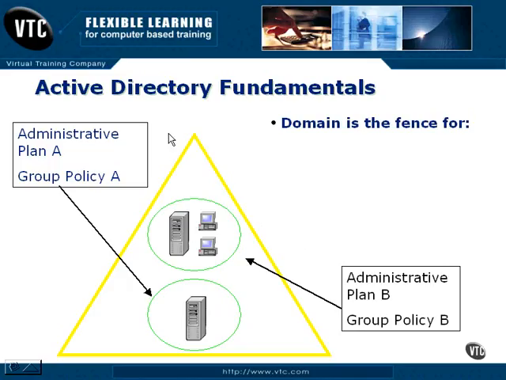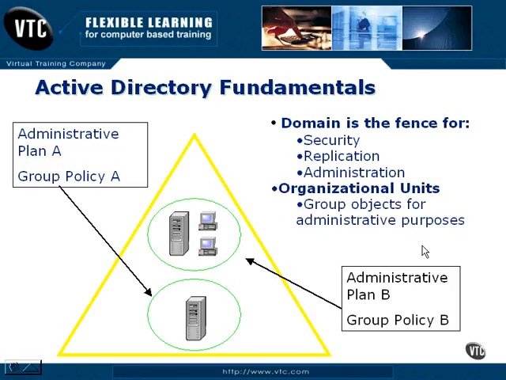Keep in mind the domain, the triangle here, is the fence for security and for replication and administration. So I can set up on a domain level an administrator, a domain admin, who can administer any machine anywhere in this particular domain. Replication happens automatically within this domain, within everybody in this domain. And administration, I can set administrative responsibilities in here. Now the organizational units are used to group objects for whatever administrative purpose we have. And they're only a grouping function, and we can easily move them between these. So that's what you're going to see here. We're going to add sites to this a little later. But this is a domain.